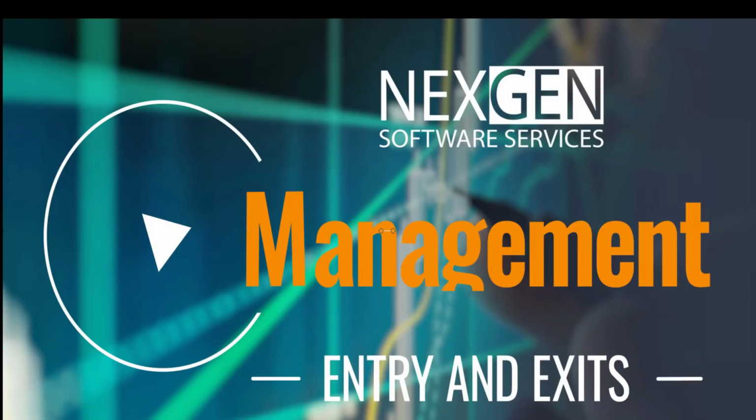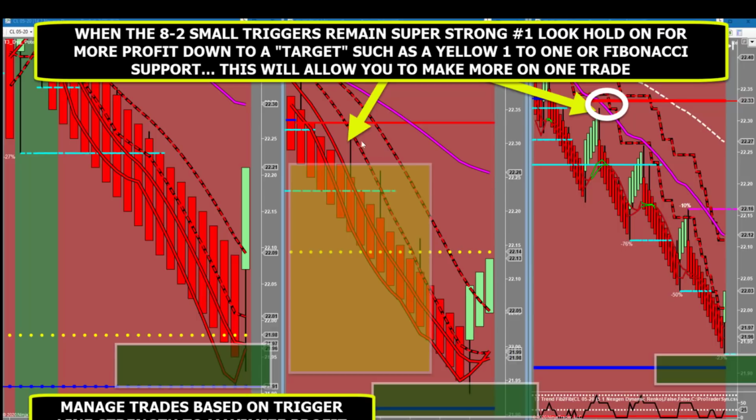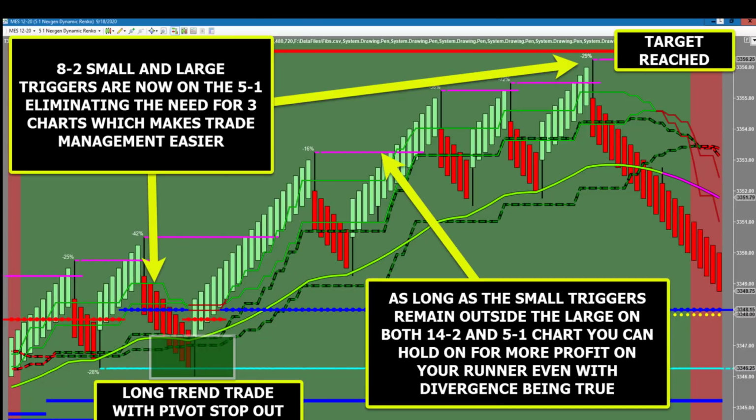We're going to take a look at the things that you're going to have to spend a lot more time with. Management of trades. This is an older picture when we used 3 charts. And the thing that we used the 8-2 chart for was to use our trigger lines to help us to determine the strength of the large and small chart so we knew when to hang on for more profit. Now in our current configuration, we have superimposed the 8-2 small and large triggers on our 5-1 chart. So we've eliminated the need for 3 charts, which makes things a lot cleaner and easier for people.